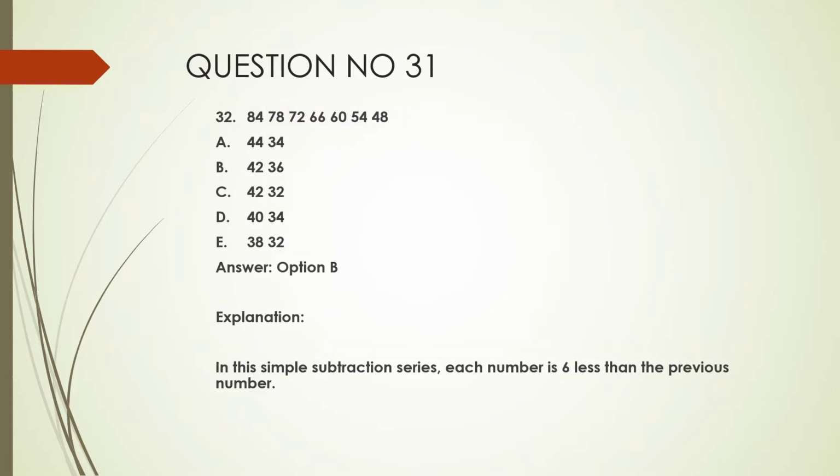Next question. 84, 78, 72, 66, 60, 54, 48. I don't see any trouble in this question because just 6 is subtracted from every letter. 84 became 78, 78 minus 6, that is 72, minus 6, 66, minus 6, 60, minus 6, you got 54. Again, you will have to deduct another 6, 48. So next letter is 48 minus 6, that is 42. And again minus 6, you will get 36. So the answer is B, 42, 36.